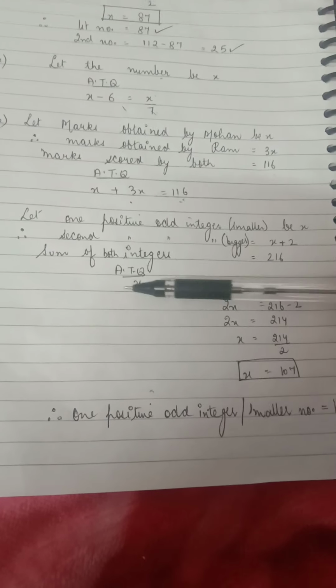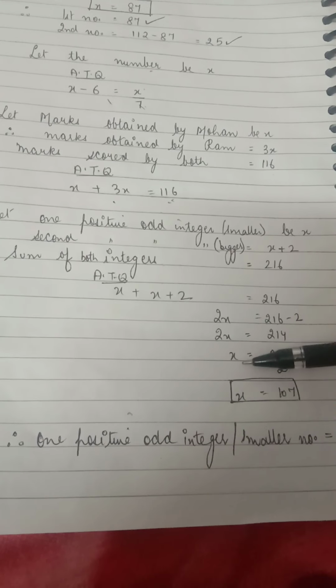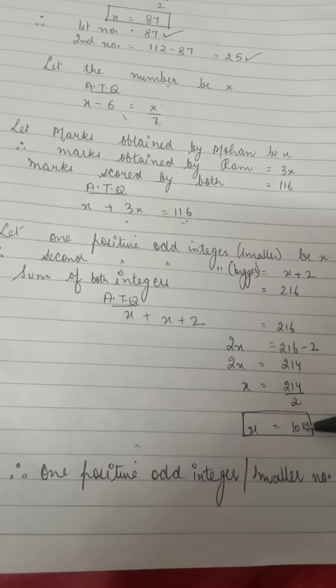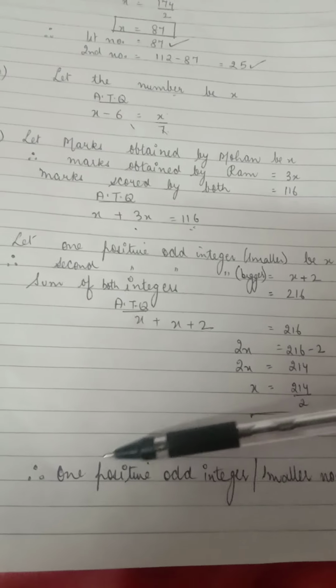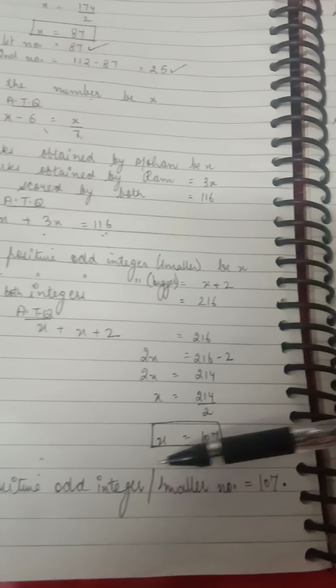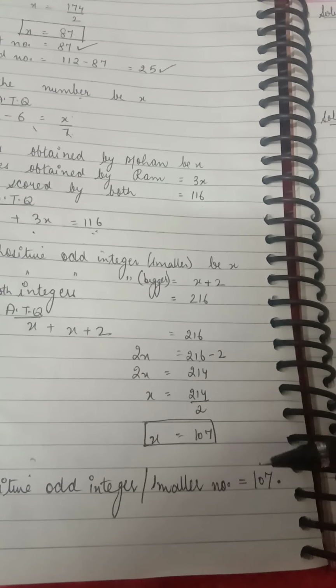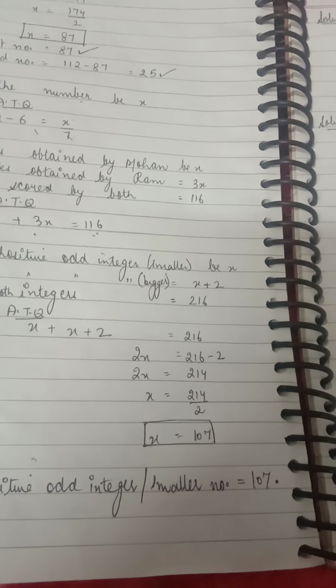After getting the equation, x and x becomes 2x. Take this plus 2 to the other side, subtract it. 2x is equal to 214. The value of x is 214 upon 2. The value of x is 107. Now, x was the smaller number, that is what they asked. So therefore, the smaller number is equal to 107. Suppose you have to find the second number also, just add 2 to it and you will get the second number.